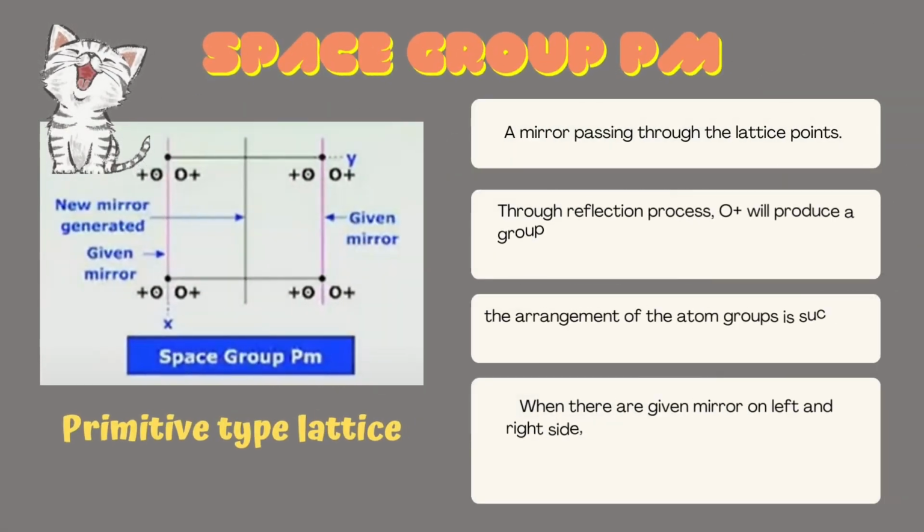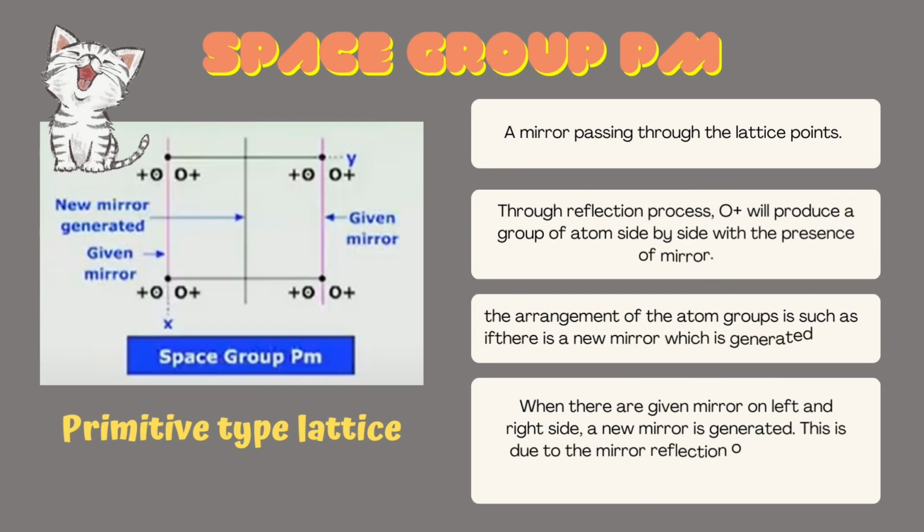For space group PM, it is a primitive type with a mirror passing through the lattice point. Due to the mirror, it will produce a group of atoms by reflection. O positive will produce another O positive side by side. When there are given mirrors on the left and right side, a new mirror is generated.